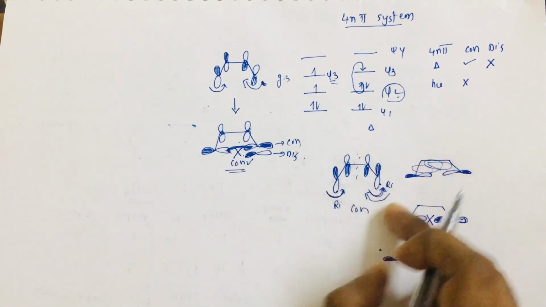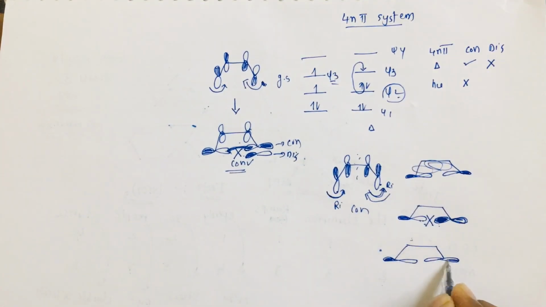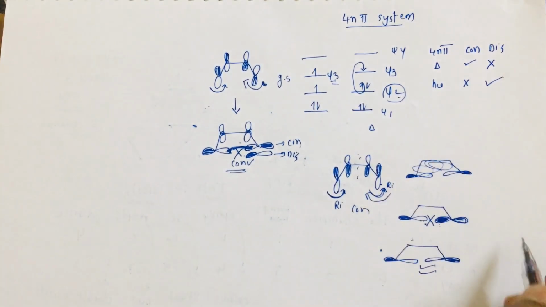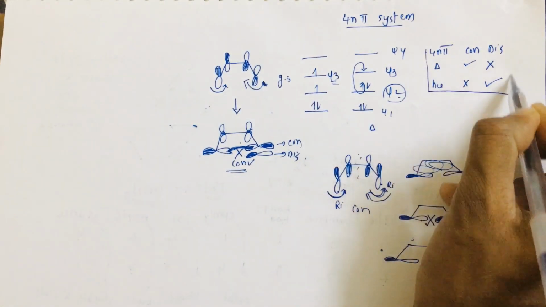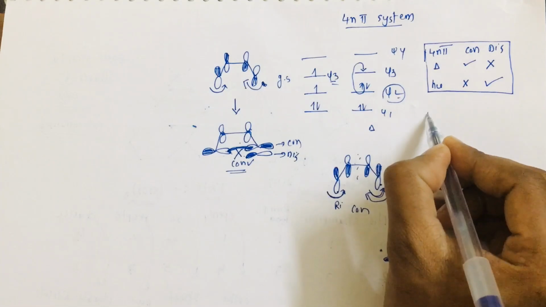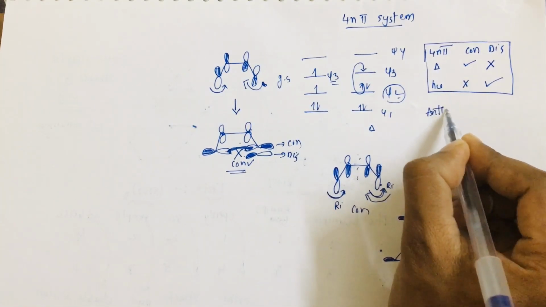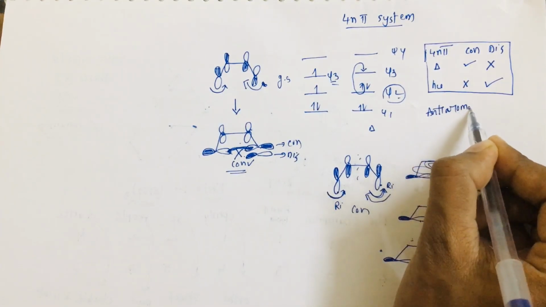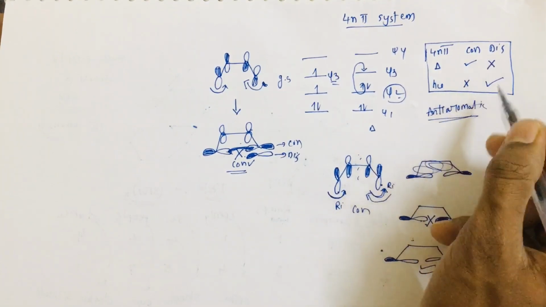When we are rotating this way, this comes here. So here the dis is allowed. So this is for 4n and pi system. 4n pi system means any anti-aromatic system, if they are given in the exam. So you have to follow these conditions.